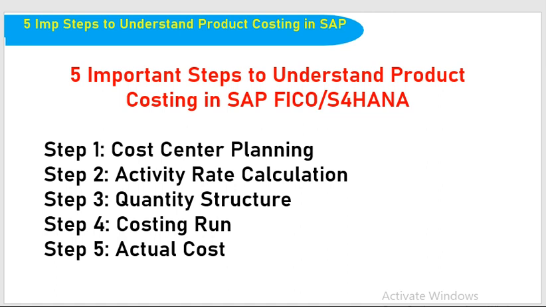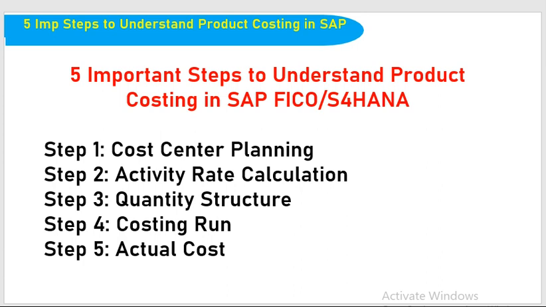And yesterday in the last session, two days back, I clearly explained the 5 important steps to understand product costing in SAP FICO and S/4HANA. Here I listed some of the important steps that we should be aware of before understanding the complete product costing scenario. Step 1 is cost center planning, a very important activity, and step 2 is activity rate calculation. These two videos, step 1 and step 2, I already uploaded on the YouTube channel, and the link you can find in the comment box.